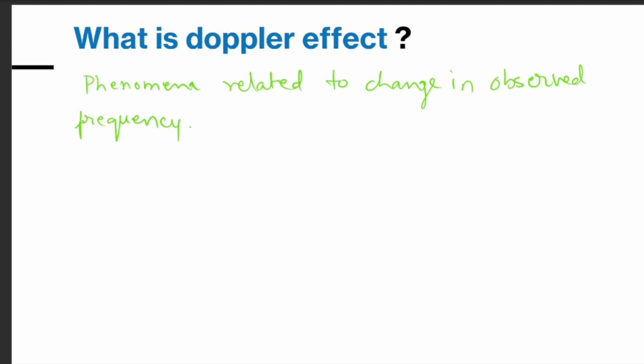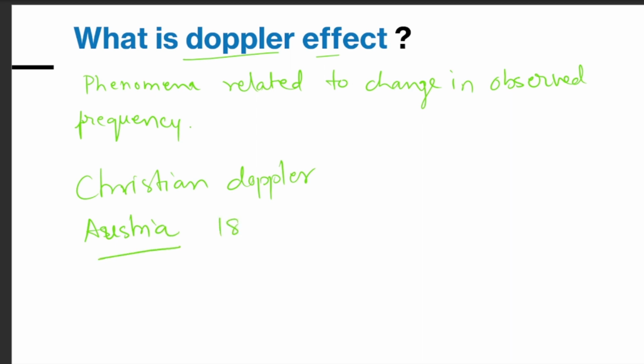So why is it named Doppler effect? Because this phenomenon was explained by Christian Doppler. He was born in Austria in 1803, and he was a physicist as well as a mathematician.